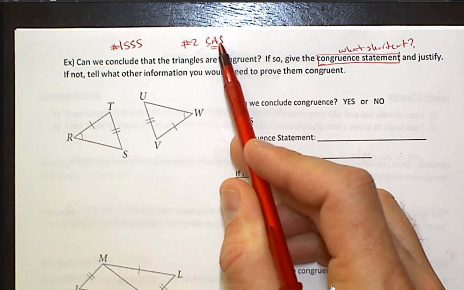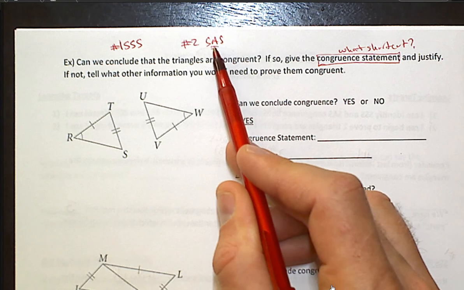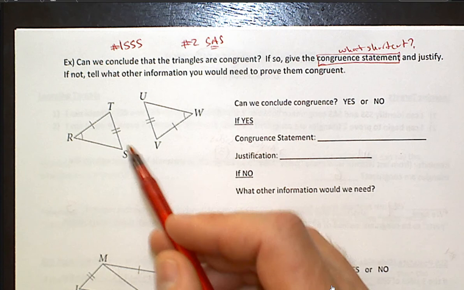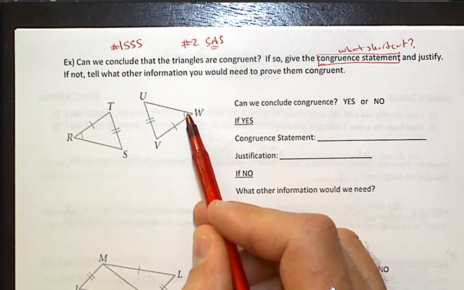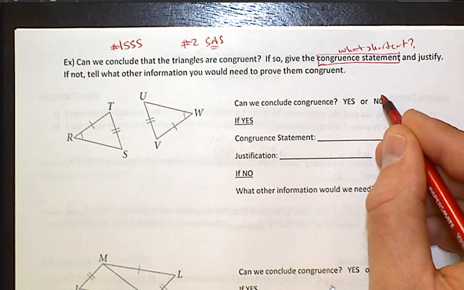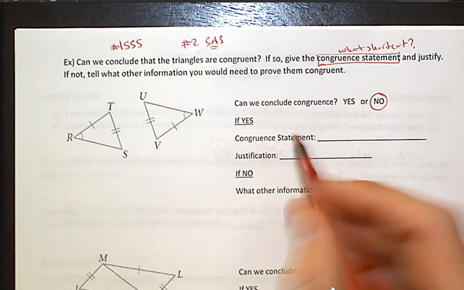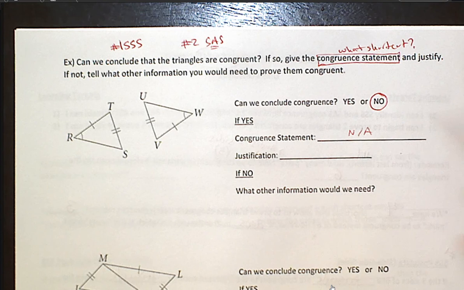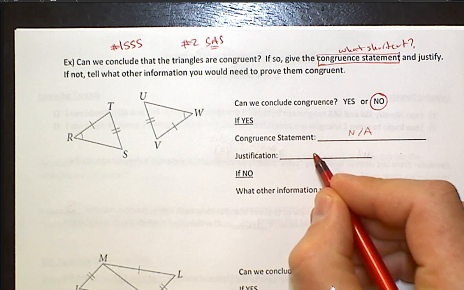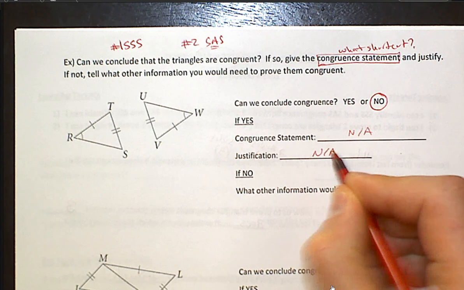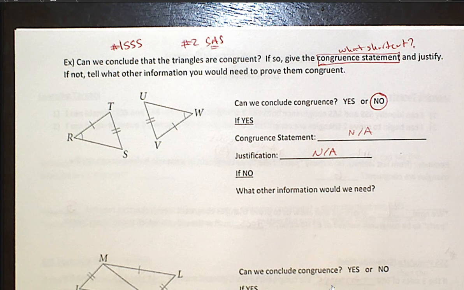Now, SAS is specific. The angle has to be in the middle of the two tick marks. Take a look. Is this angle in between the two sides? It is not. So we have to say no. Okay? Now, if yes, we can skip this part. It's not applicable to us because we didn't say yes, and we don't need the justification. Okay? If no, what other information would we need?